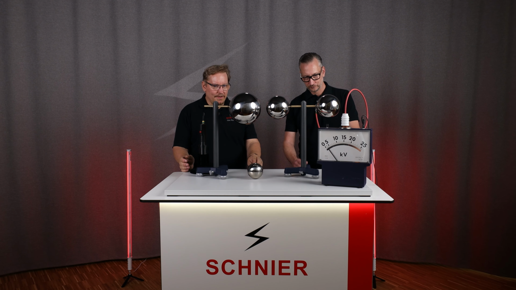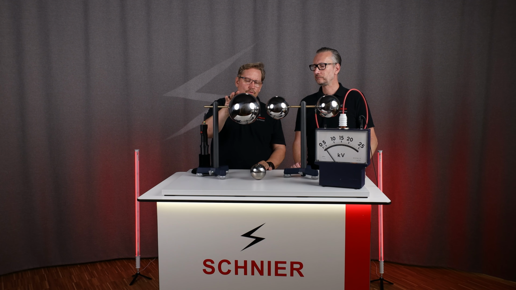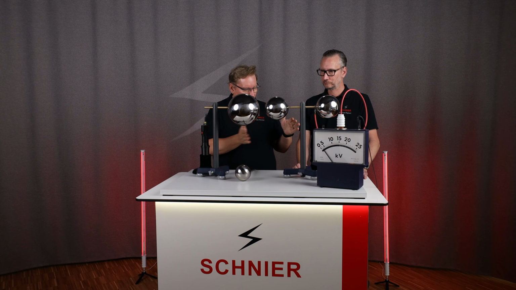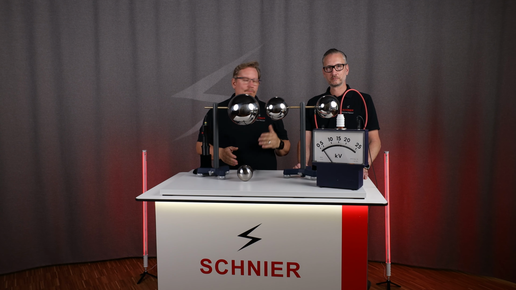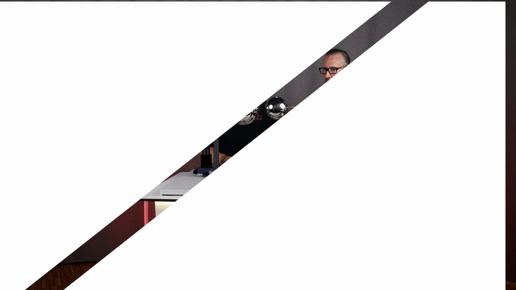So what happened? Here we have negative charge. That means there is an electron surplus. Charges of the same kind repel each other. As we explained in episode 2 with the inclined plane, that is what happens here.